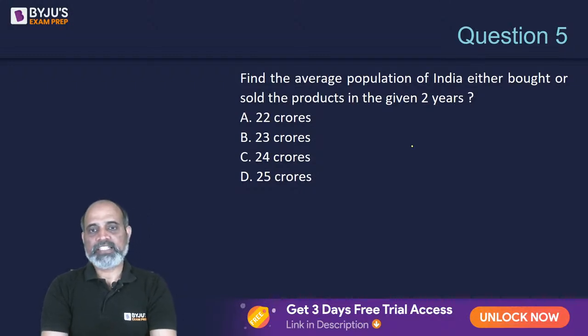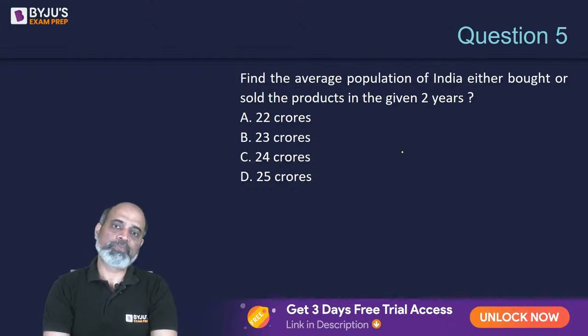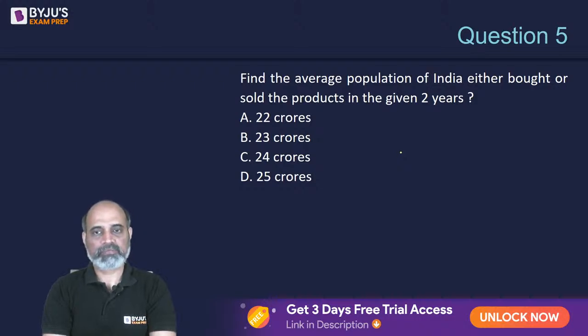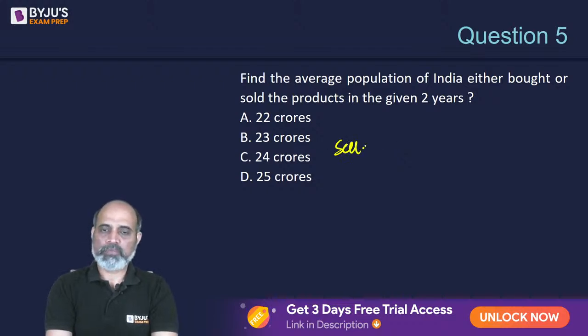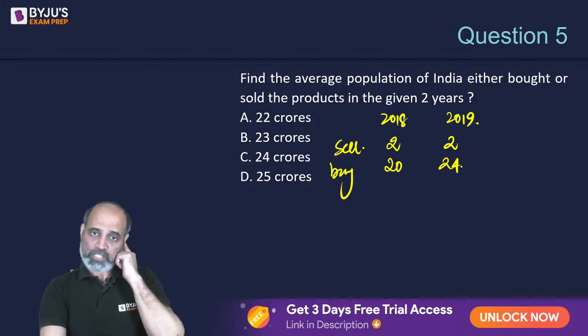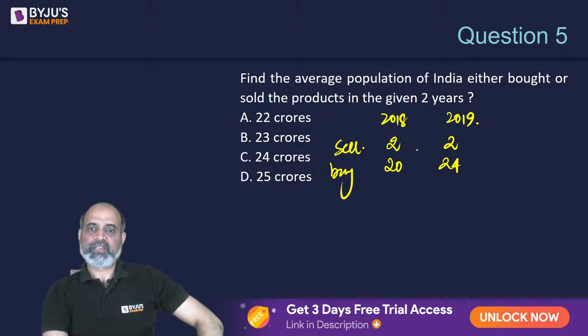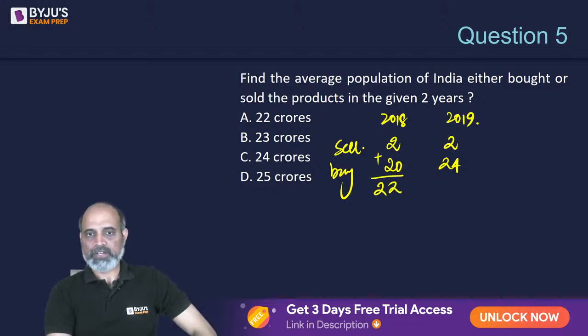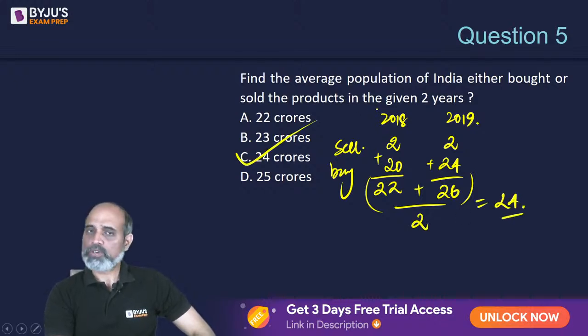Okay, next. Find the average population of India either bought or sold the products in the given 2 years. So if we talk about sellers, this is 2 crores and 2 crores. And if we talk about buyers, it was 20 crores and then it was 24 crores, right? This is 2018 and 2019. Now the question is, find the average population of India either bought or sold, which is 22 and 26, the average of these, right? So this will result in 24 crores.